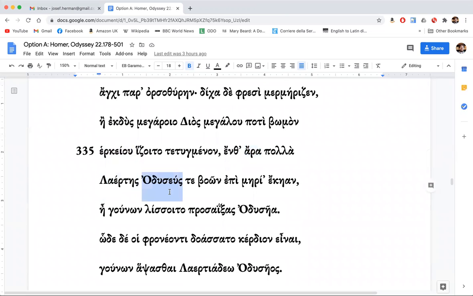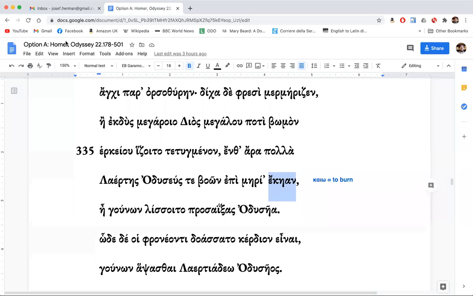Laertes and Odysseus. Remember, Laertes is Odysseus' father. Where Laertes and Odysseus had burnt ekean, from the verb kaio, to burn. The verb is kaio there. Also quite a common verb in ancient Greek.